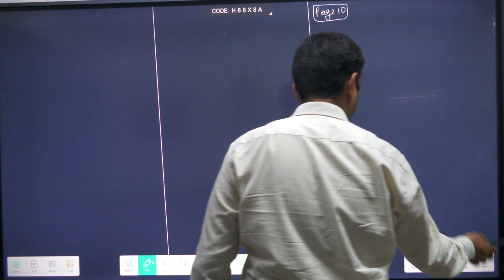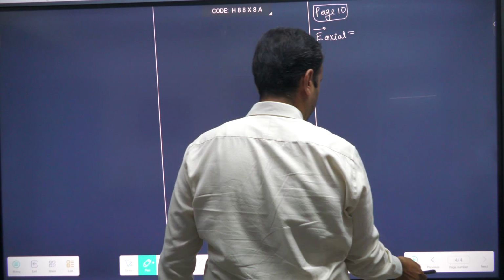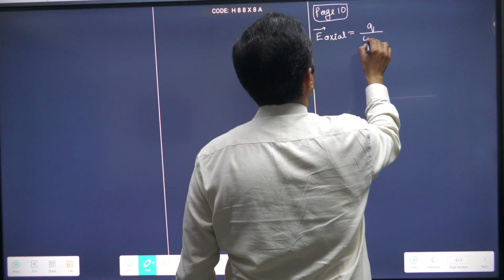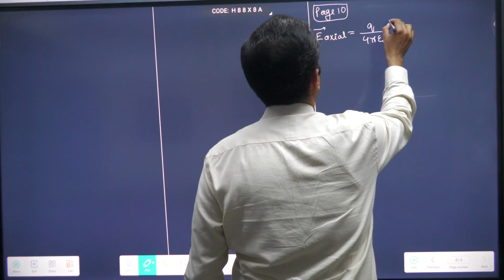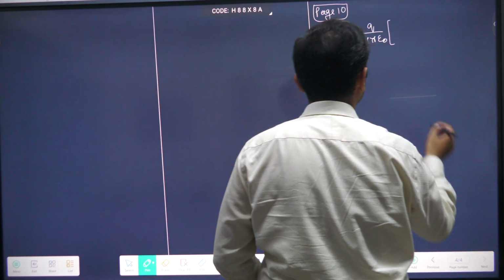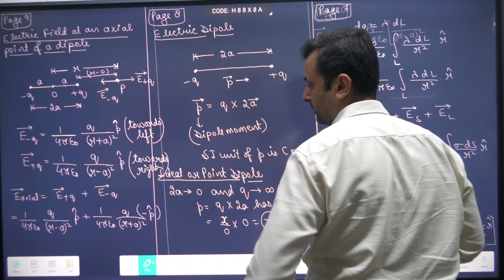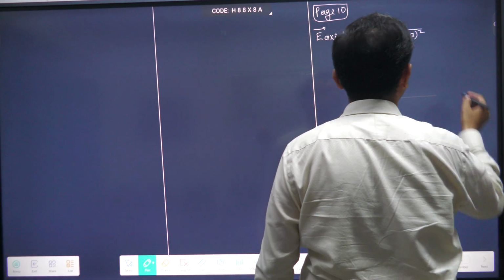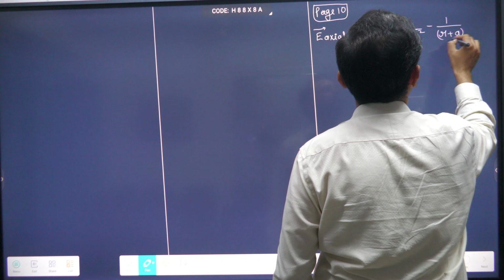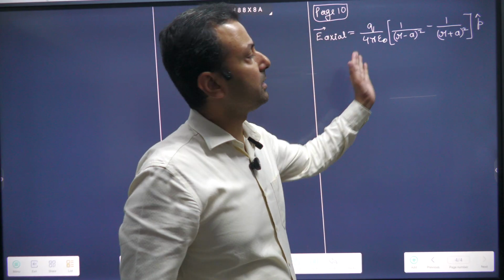So what is E axial? E axial is equal to Q upon 4 pi epsilon naught, 1 upon r minus a's whole square minus 1 upon r plus a's whole square, and p cap. I have taken common p cap also and I have written it after the bracket.